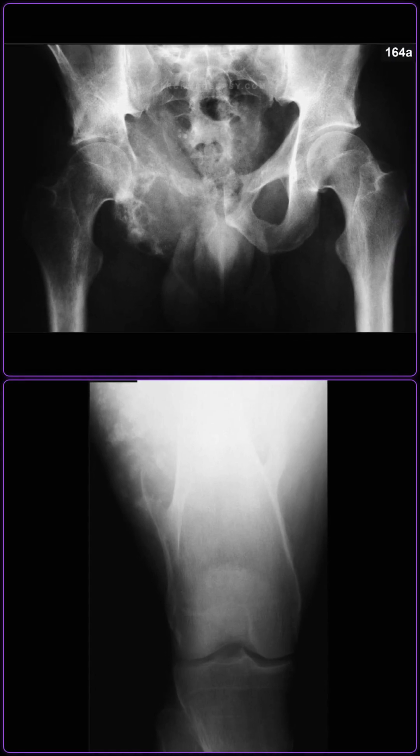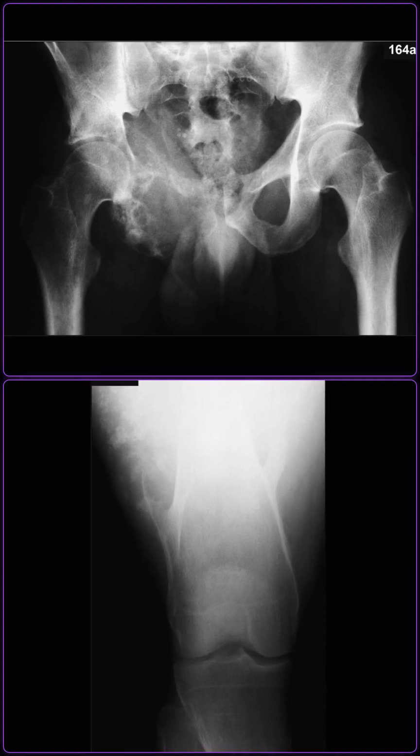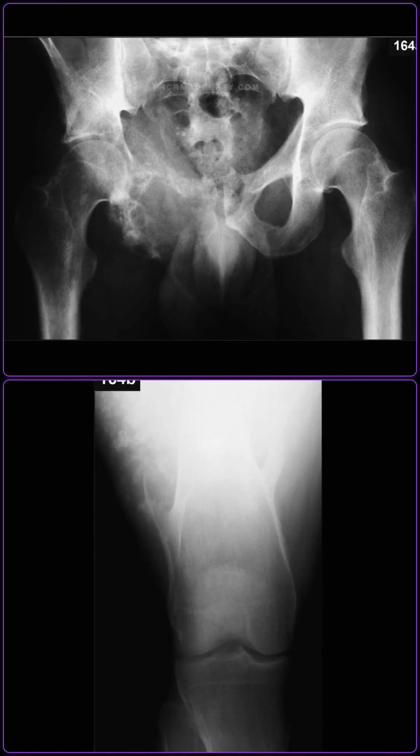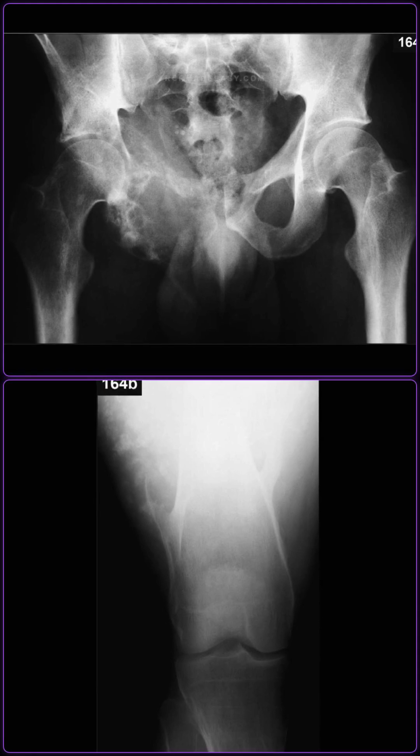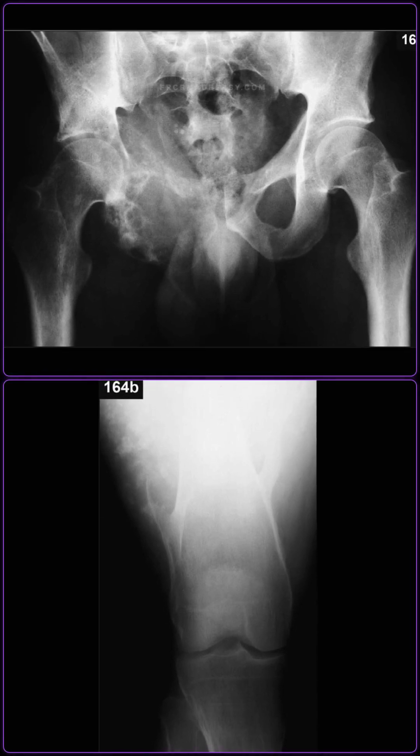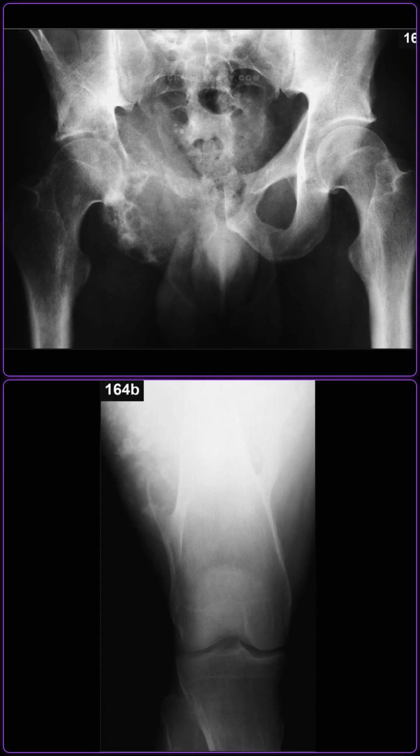I would suggest obtaining a dedicated contrast-enhanced MRI of the pelvis to delineate the soft tissue mass, assess pelvic neurovascular bundle involvement, and evaluate the extent of marrow infiltration. I would also recommend a chest CT scan to stage for pulmonary metastases.